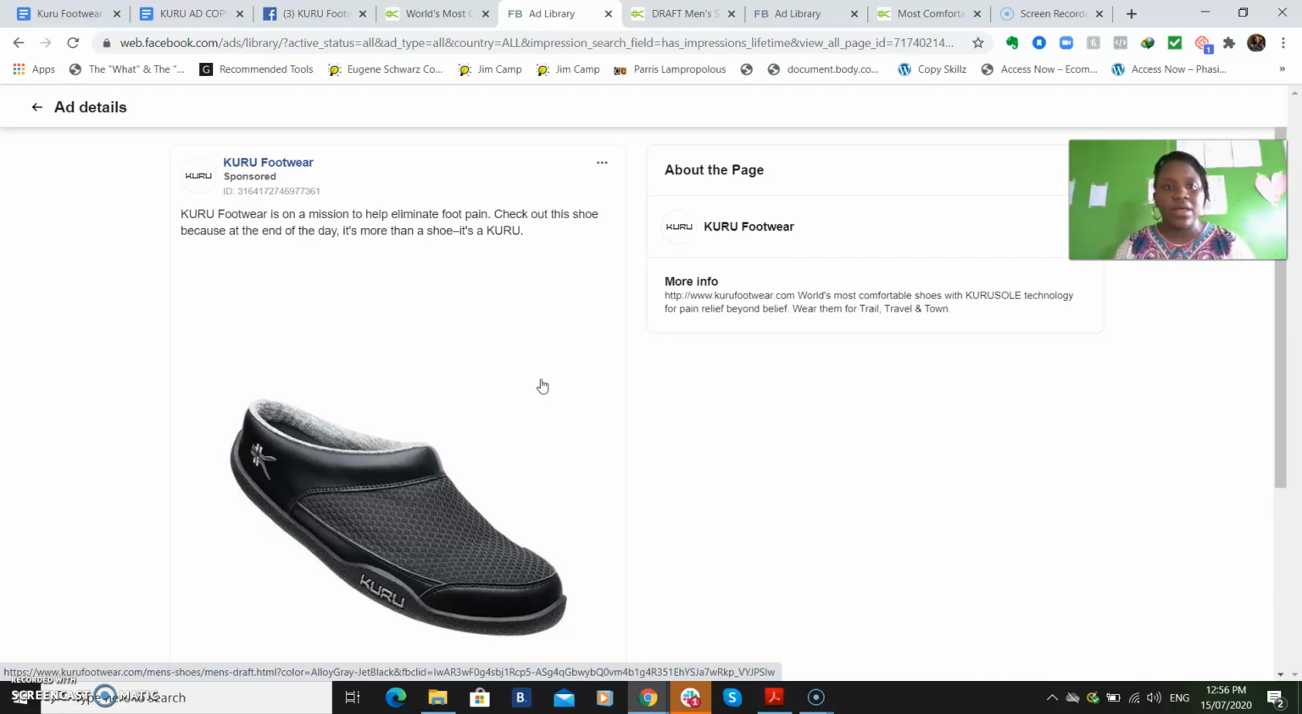Now, another thing that I noticed with your ads, both on the website and on Facebook, is there isn't enough proof. I believe you're running this to cold traffic, right? If you are, essentially you just say you're on a mission to help eliminate foot pain, and you're saying, check out my shoe, because at the end of the day, it's more than just a shoe, it's a Kuru. That may work for a warm market, a person who's already familiar with Kuru, right?